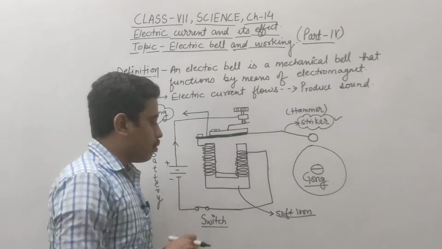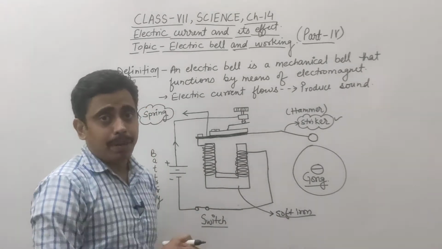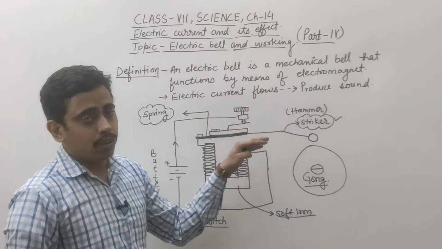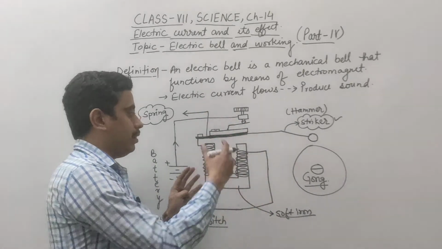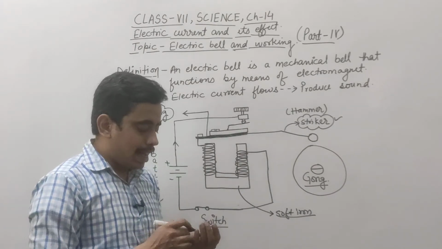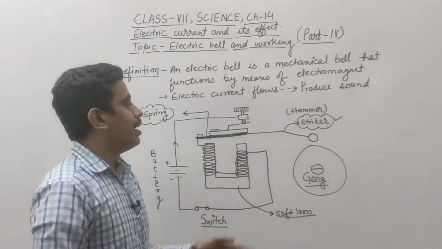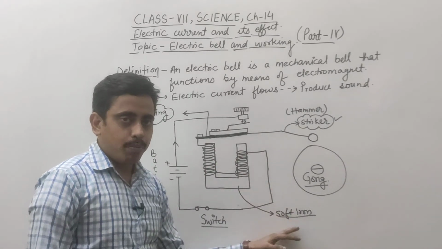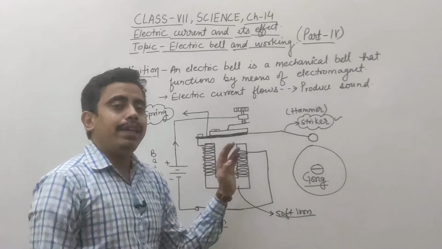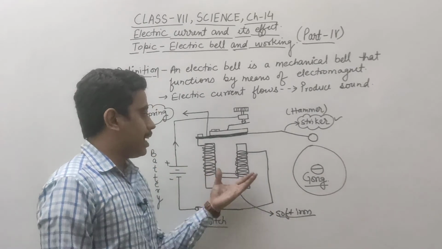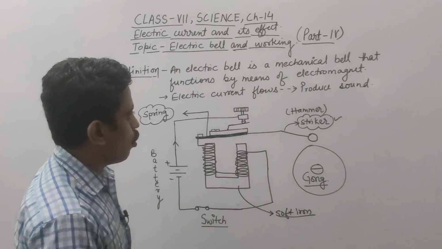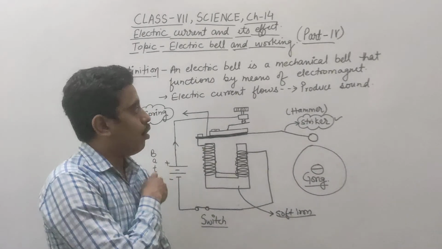So this is all about the electric bell. It works on the principle of the electromagnet, and this is the diagram you have to draw in the exams. Mainly in the exams, they directly ask the working of the electric bell and its diagram. I hope all of you have understood it properly. You have to draw the diagram and label it properly, and this diagram is very easy to draw. I hope all of you have understood the working of the electric bell, and that's all for this chapter.